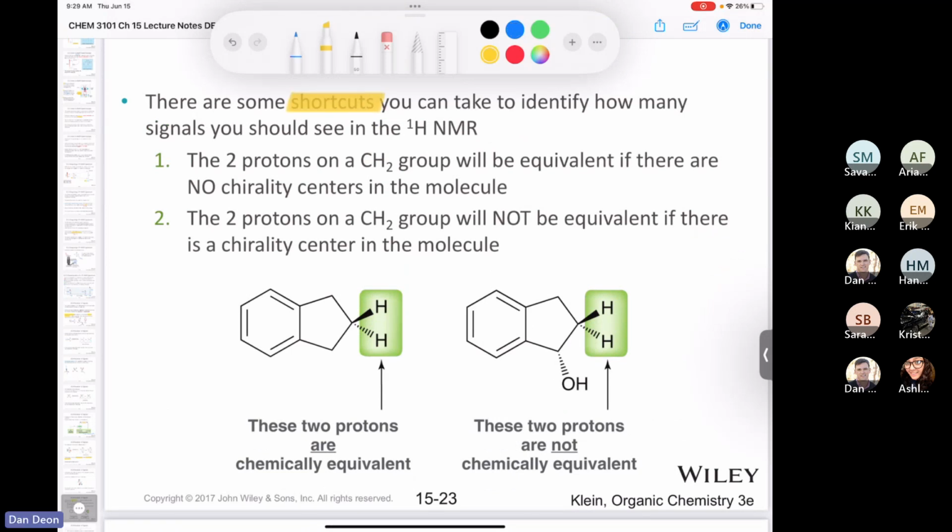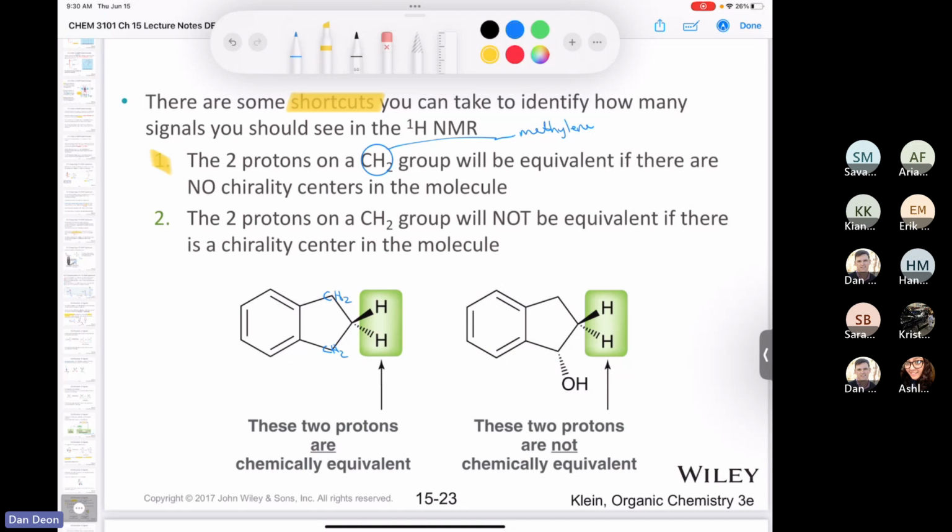The first one is 2 protons in a methylene. Remember, a CH2 we call a methylene, and CH3 is a methyl. So 2 protons in a methylene are going to be equivalent, end of story, if there are no chiral centers in a molecule. That would be shown right here. Here you have a methylene. Those 2 protons are chemically equivalent because there are no stereocenters anywhere in that molecule. If you're wondering whether these 2 protons are chemically equivalent, that's a methylene, and there are no stereocenters, so the answer is yes. Same thing with this methylene here. So that's the first rule.